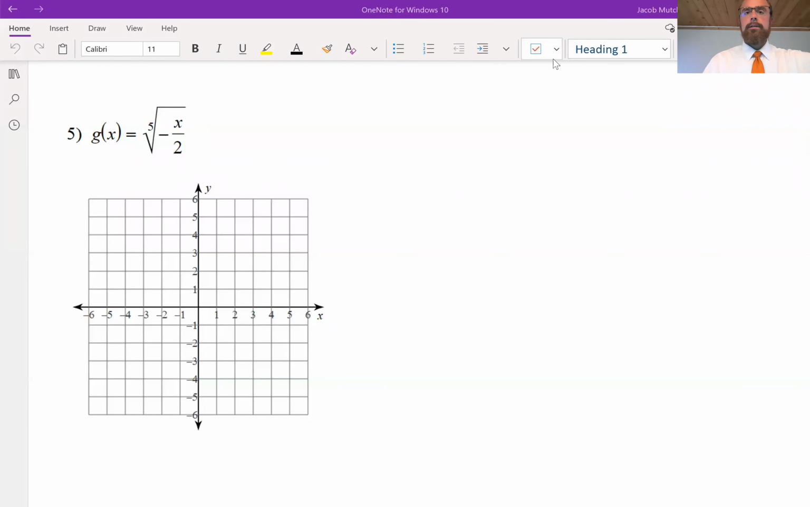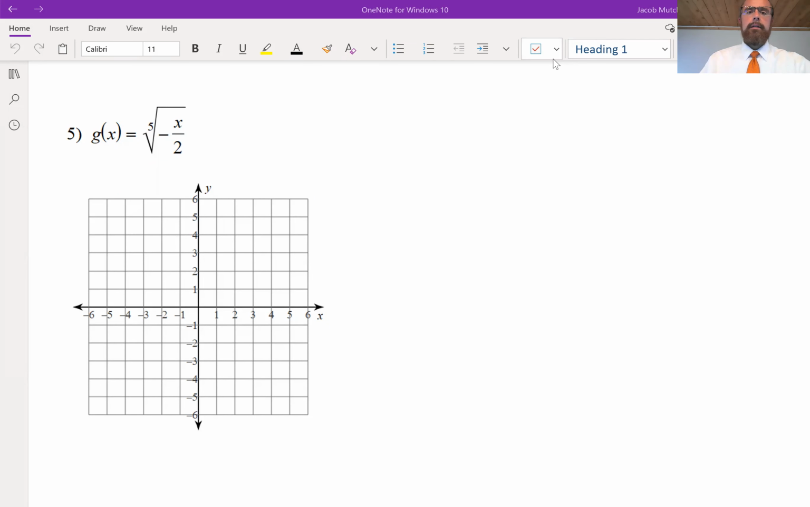Welcome to Pre-Calculus. Today we will investigate writing and graphing radical inverse functions, focusing on algebraic techniques to create an inverse and graphical strategies to confirm that a pair of functions are in fact inverses of one another. We'll take a look at two examples of writing the inverses of radical functions. Our first example here is g of x equals the fifth root of negative x over 2.